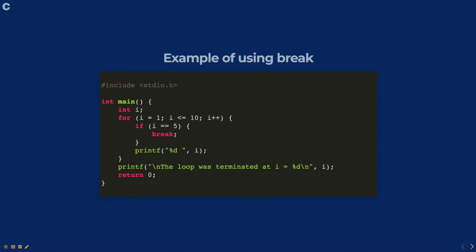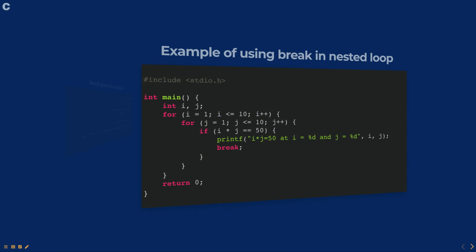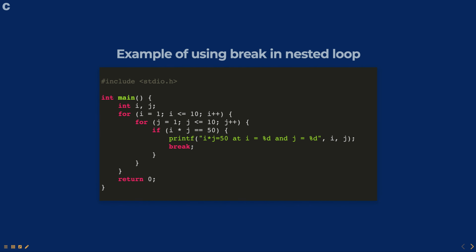The break statement can also be used inside nested loops to exit an outer loop early. In this example, the program calculates the multiplication table of 1 to 10. When the multiplication of i multiplied by j is 50, the program breaks out of the innermost loop and the message is printed.